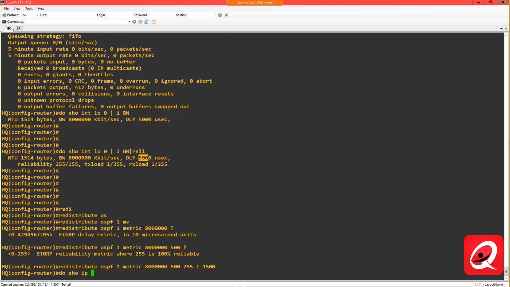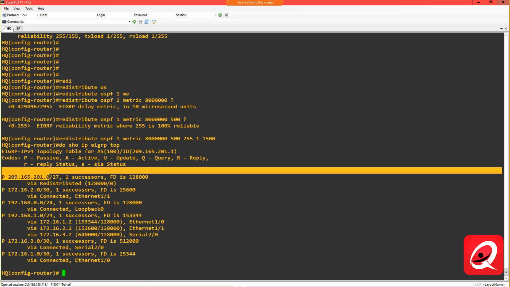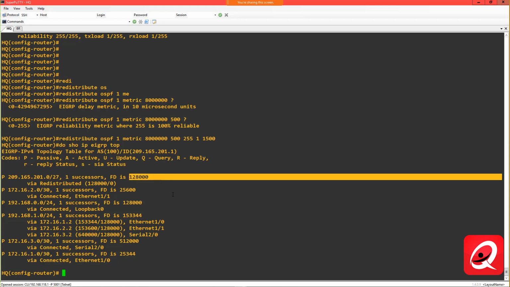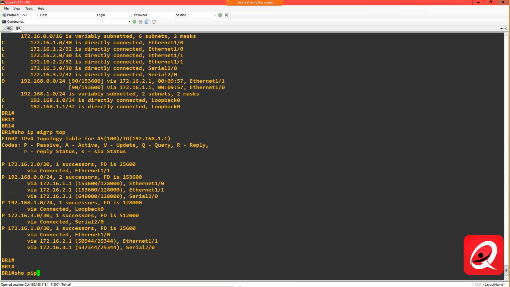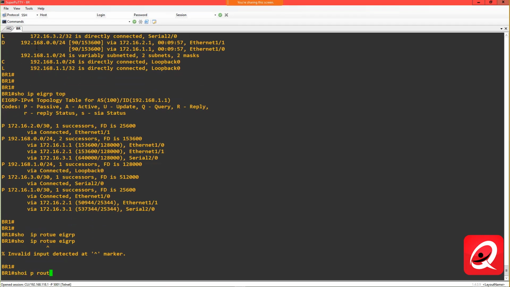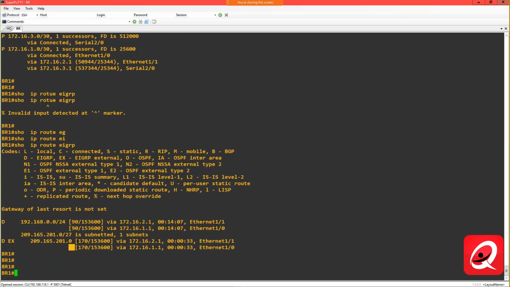All right, so now if I do a show IP EIGRP topology, I should see that route coming in now via the redistributed process. That is the feasible distance, which makes sense because that's what we were calculating for the loopback 0 that was in EIGRP. And if I go into my branch router and do show IP route EIGRP, I can see that route coming in here as well. It is coming in as an external route, not an internal route.